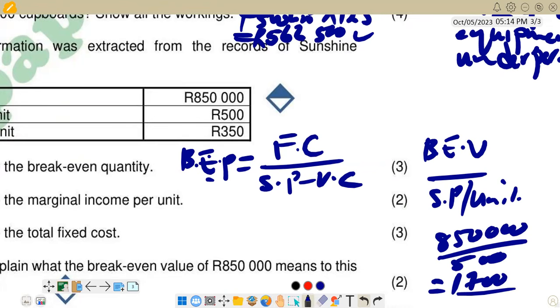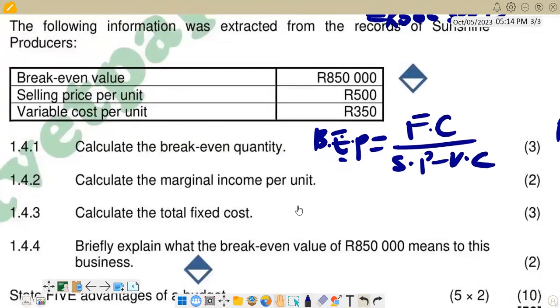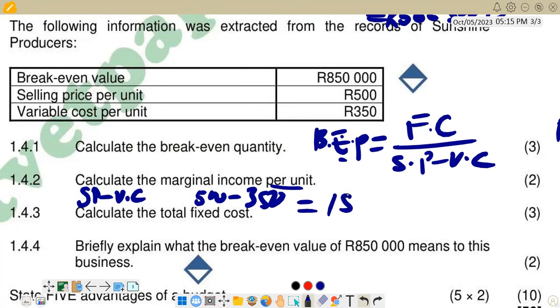Right. Then we go to the next question. On the next question, they're saying calculate the marginal income per unit. We know that the marginal income per unit is the one that leads us to contribution. It says selling price minus variable cost. As simple as that. So our selling price there is 500. Our variable cost per unit is 350. These figures will be per unit. Then they're asking us for marginal income per unit. So if you do that, you get 150. That's our marginal income.